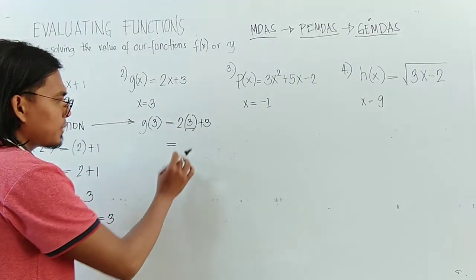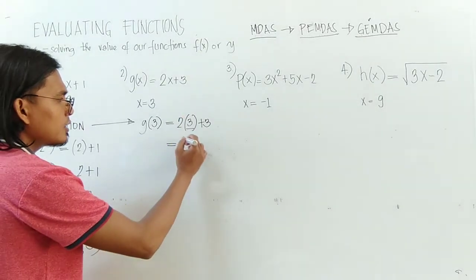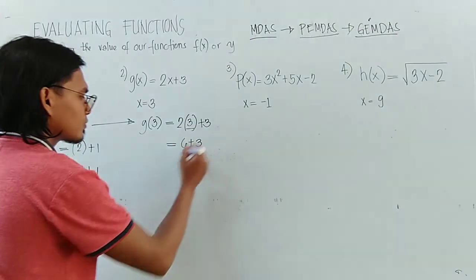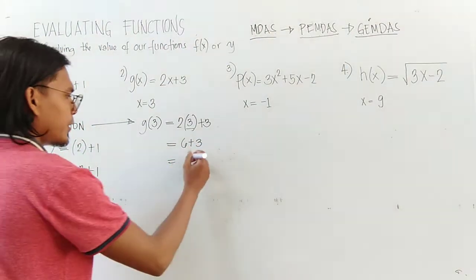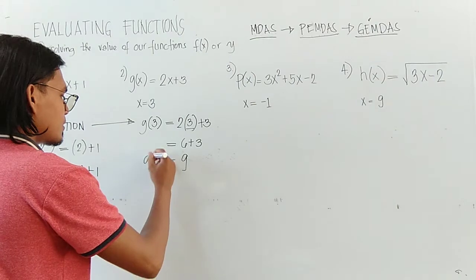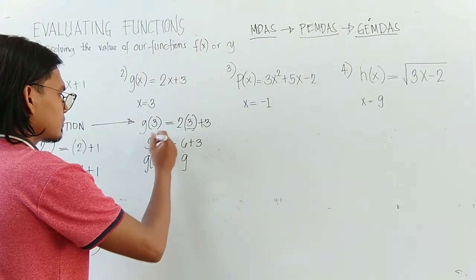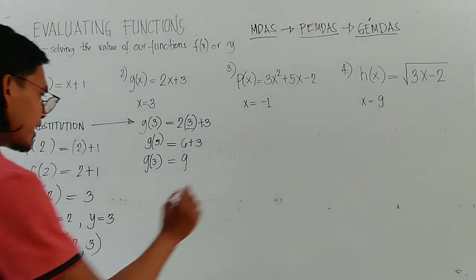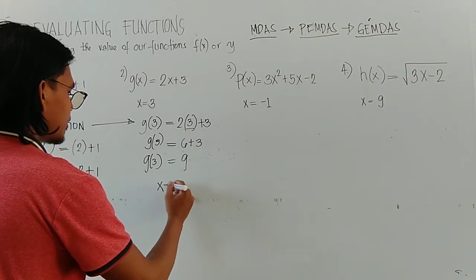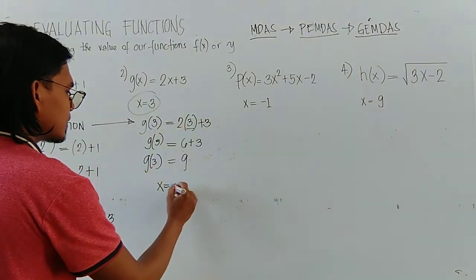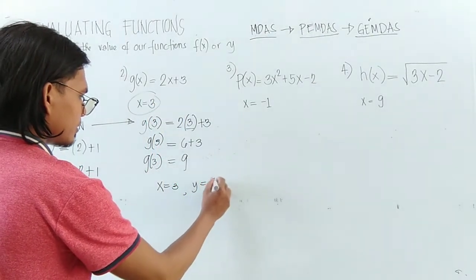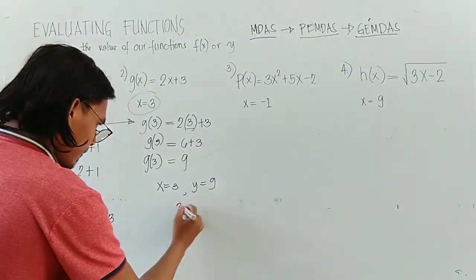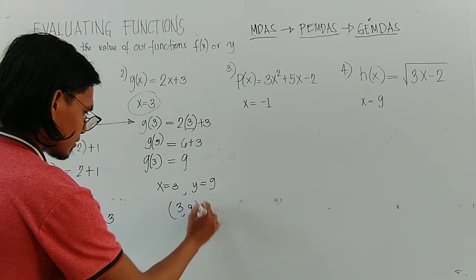So, let's proceed to multiplication. We have to multiply 2 and 3. So, we have 6. Then, add 6 plus 3, we have 9. So again, g of 3 is equal to 9. So again, in summary, we have the value of x is equal to 3 and the value of y is equal to 9. In ordered pair, we have 3 and 9.